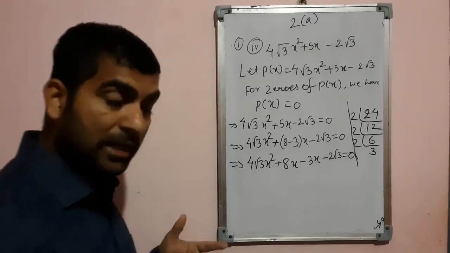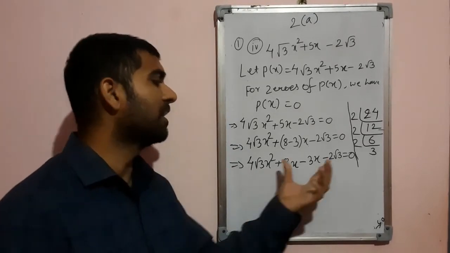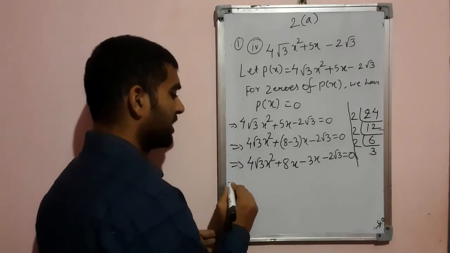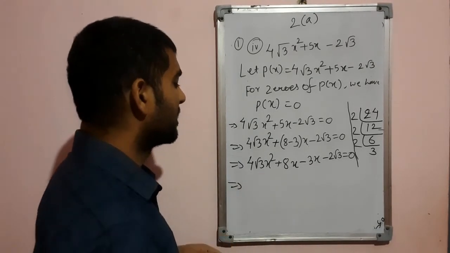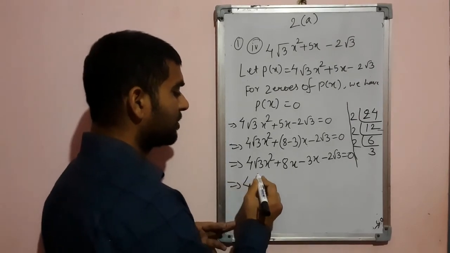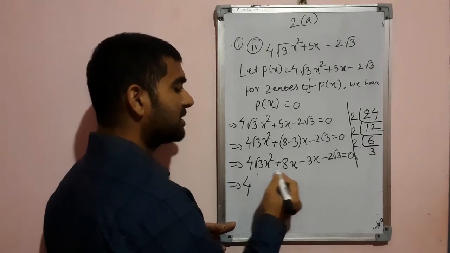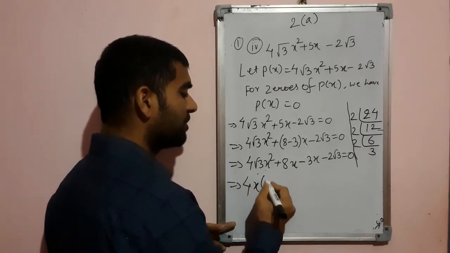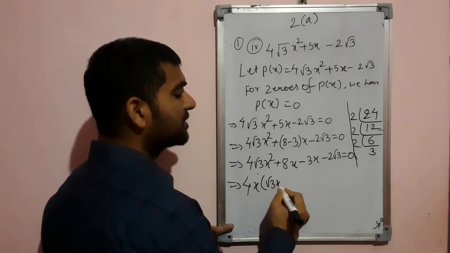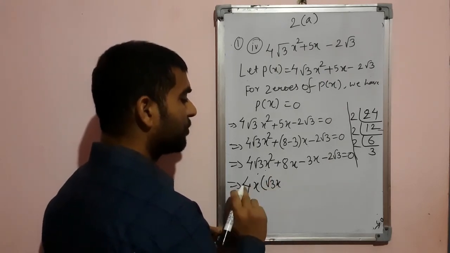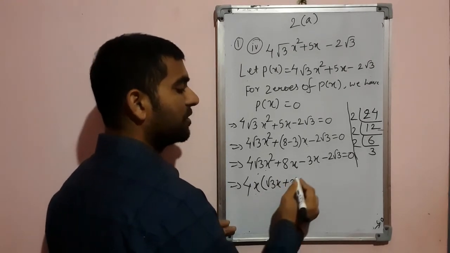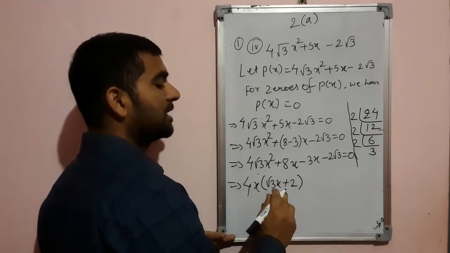Now let us take common from the first two terms and another common from the last two. What can we take common from here? We can take common 4 and x. From here we have taken common 4 root 3 x. So 4 2s are 8, right? So 2 x, we have already taken common. So this will be root 3 x plus 2.